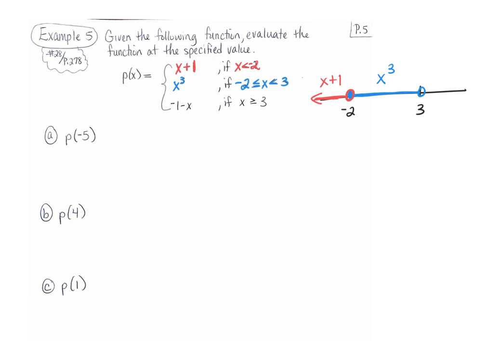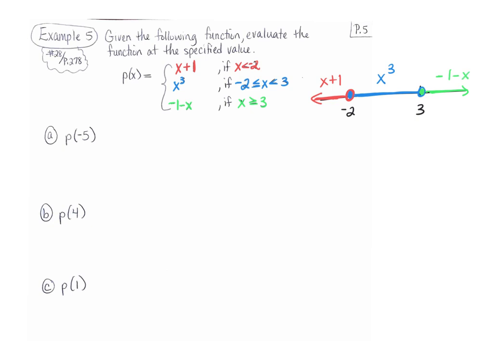We're not drawing the graph. We're just understanding the piecewise defined function at this point. And then you have negative 1 minus x if x is greater than or equal to 3. So you have the green part. What happens at 3? Closed circle, so you fill this in and all the way to the right. Good.